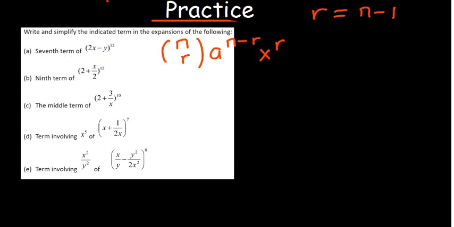So with that very concept, you can answer the second one, right? The ninth term. So the ninth term, what would be the expected value of r? So it would be 15 choose 8. Your a is your 2, and then your x or your b is x over 2.